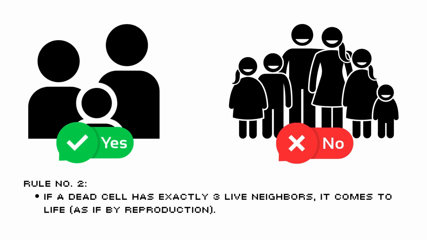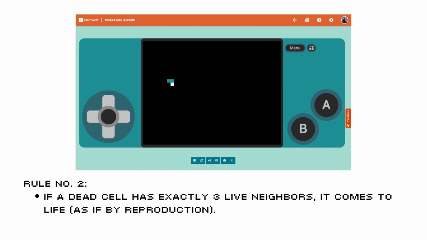Rule number 2: life also creates life. The second rule for this world is that any dead cell which has exactly 3 live neighbors becomes alive. A small family can have children, but a large family may not have enough food to support more life. Now let's turn off this rule number 2 to see how it goes.